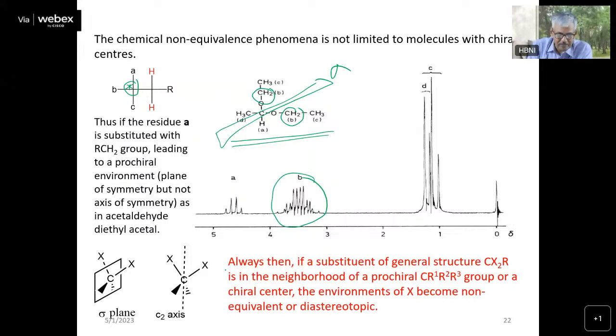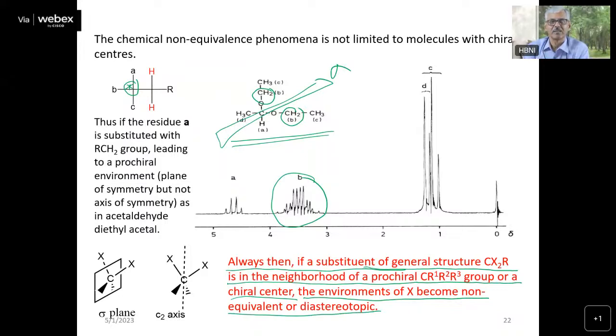So that's why, if a substituent of general structure CH2R is in the neighborhood of a prochiral group or a chiral center, in both cases the environment of the protons becomes non-equivalent, or diastereotopic. This gives you a very complex spectrum. If these two groups are equal, let us say this is also CH3, then there will be a sigma plane, and you will see that the spectrum simplifies.